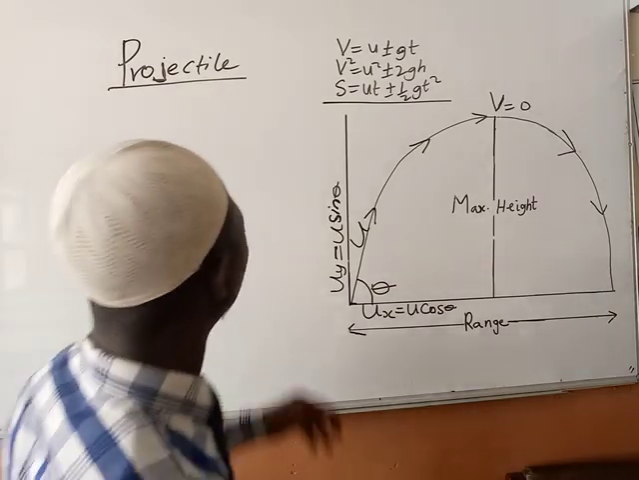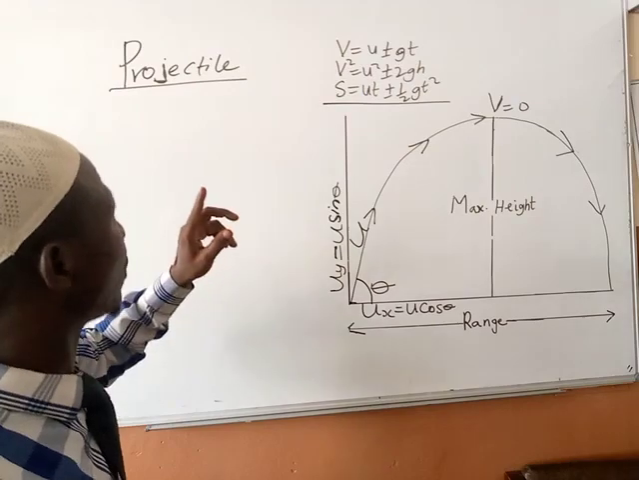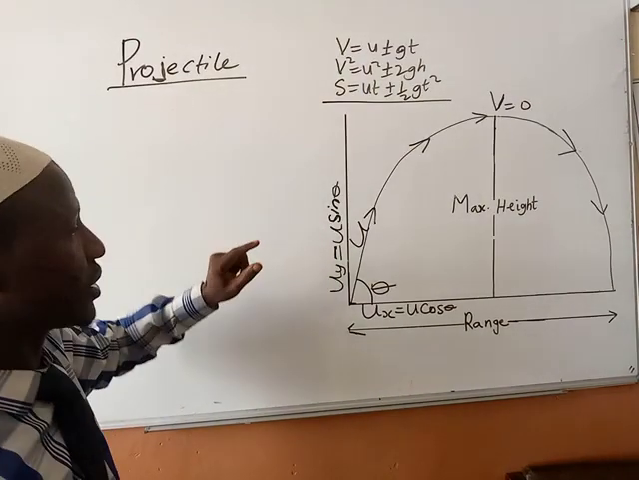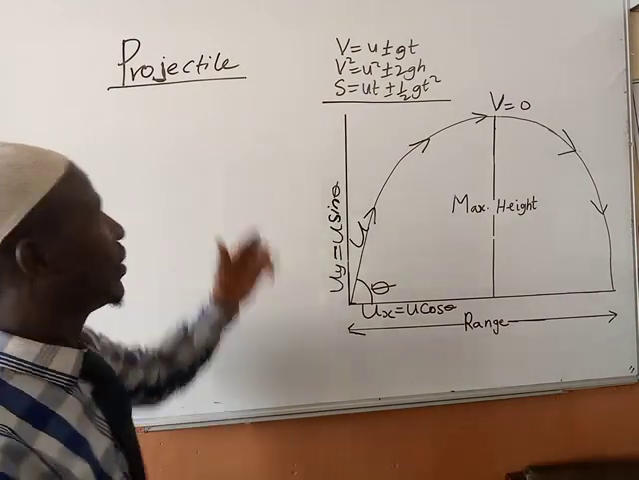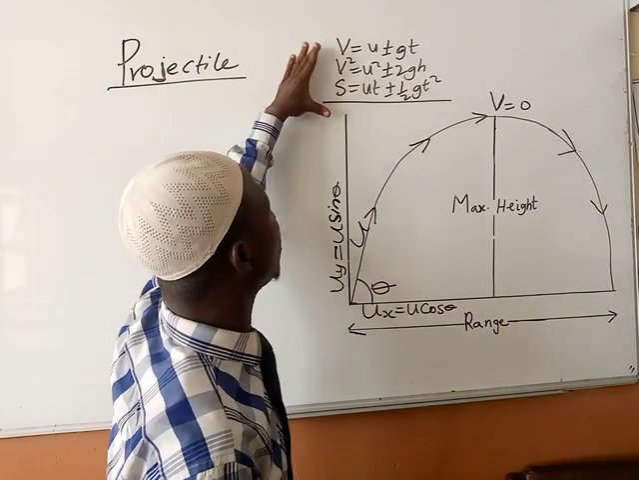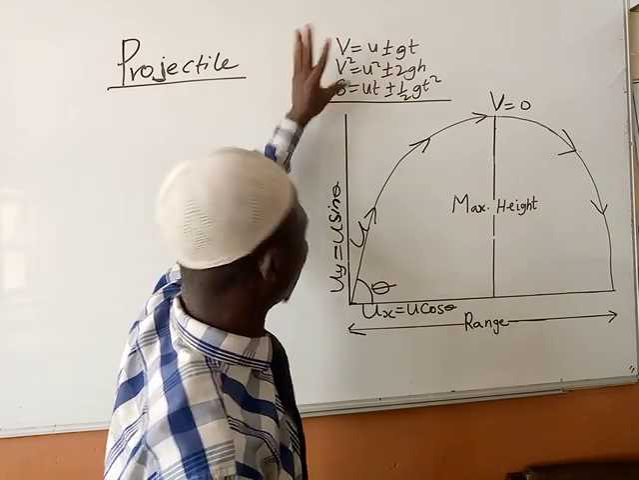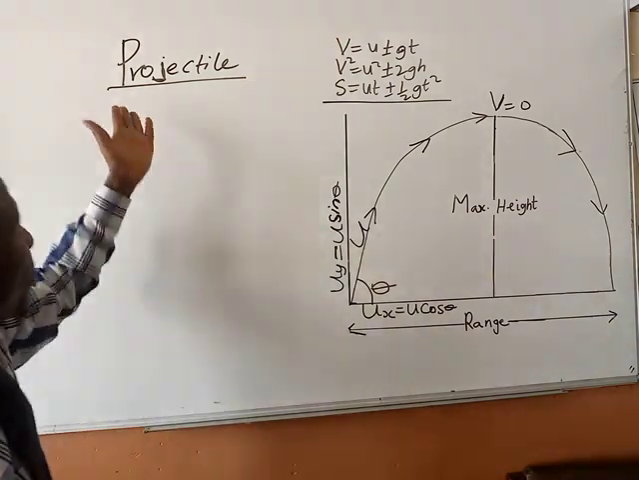Now our topic today is projectile, and we are going to link our previous topic to today's topic. Don't forget, in our last topic we did motion under gravity, from which we derived three major equations. These are the three major equations we derived in our previous topic. So today's topic is projectile.